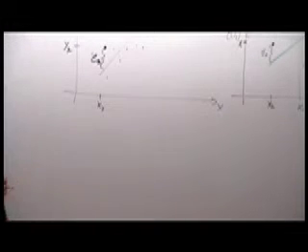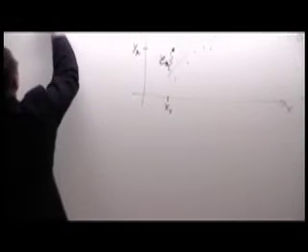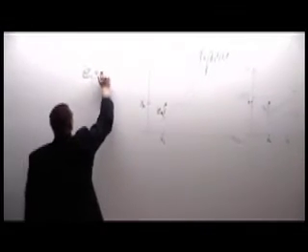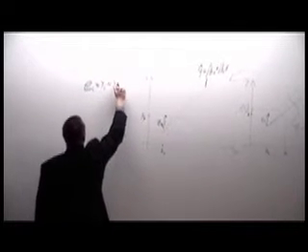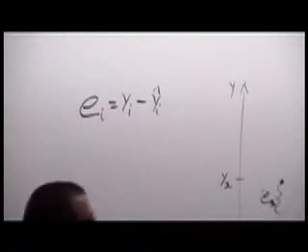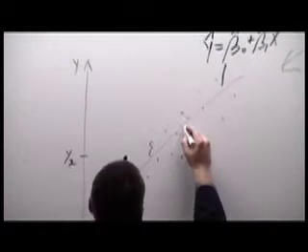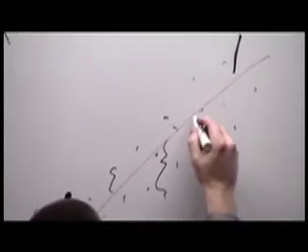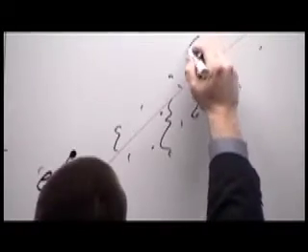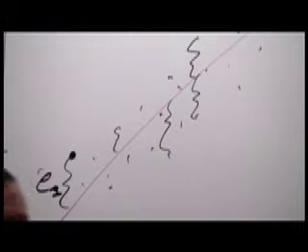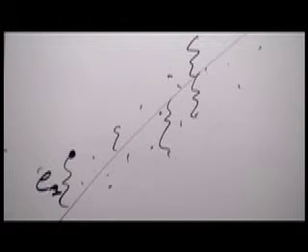and this is error. Error is observable. In general, it is y minus y hat. And we can do this for every single point here. Yes? Okay.